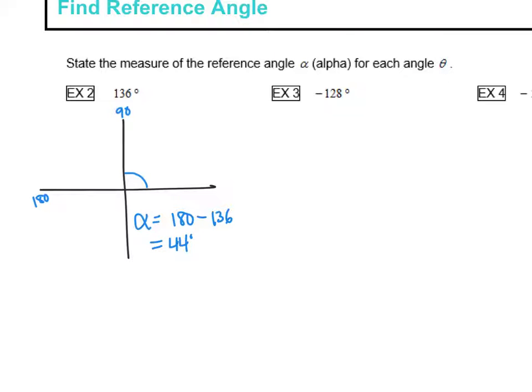What that means is that from the x-axis, if I go 44 degrees into the quadrant, that's just about halfway, that's where that angle is going to be. So here is the angle of 136 degrees, but the reference angle alpha is 44 degrees. So in this case, I found the reference angle before I finished drawing my angle, just so I knew where to put it, how far away it is from the x-axis.